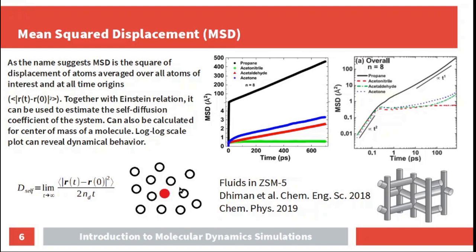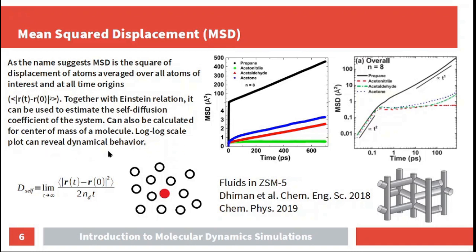Just like calculating the mean square displacement for atoms, if a molecule is made up of several atoms, you can find out the center of mass of the molecule, and you can calculate this quantity for the center of mass. In that case, instead of giving information about how atoms are moving, it gives you information about how the molecule as a whole is moving.